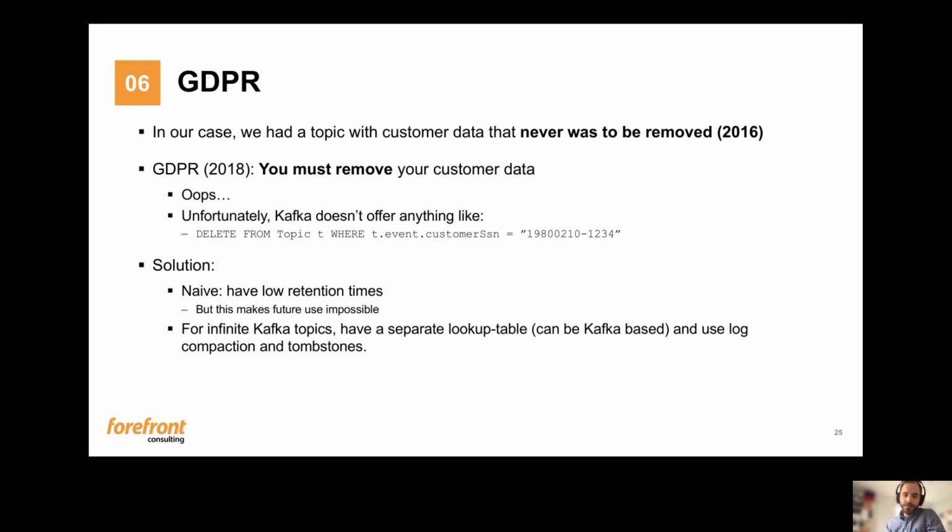Well, those of you who know Kafka know that Kafka doesn't really offer anything like, delete from a topic all the events concerning this customer with this personal ID. So what is the solution here? Well, of course, the most naive way is just to have very low retention times, to throw everything away after a week. But this makes future use of this data basically impossible. So if you want to keep the data forever or for a very long time, we need to solve this in some other way.